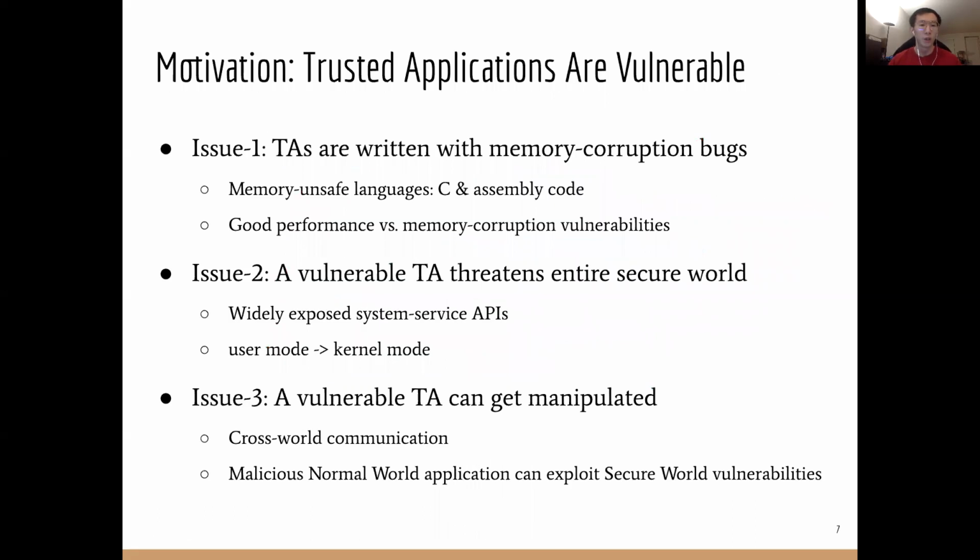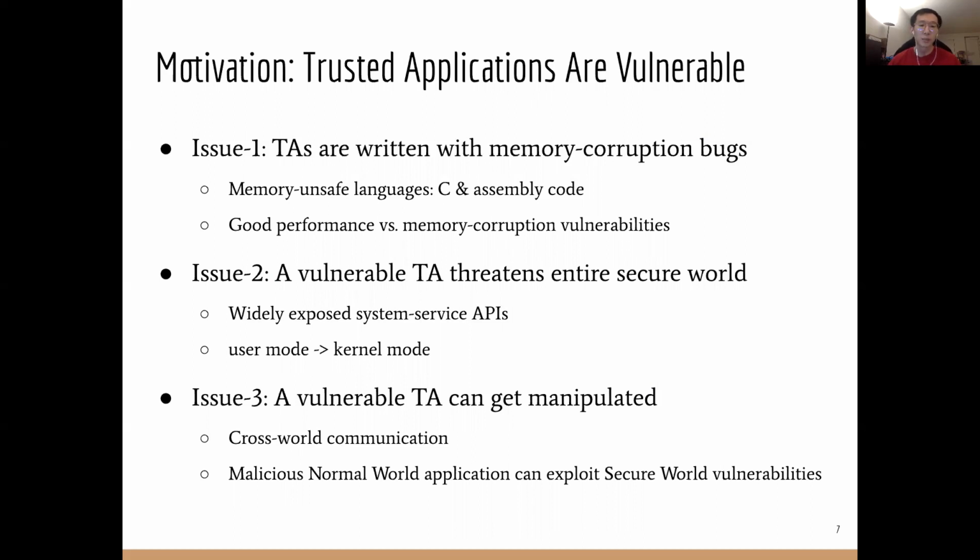In our work, we focus on three specific security issues of TAs. The first one is that many existing TAs are written with memory corruption bugs, especially TAs in C and assembly code. Though these languages provide high-efficiency performance, using them has a high possibility of causing unrealized memory corruption. Second, most secure OSes deploy their system services with kernel privilege and further provide these services to TAs. Because of this kernel privilege service, one vulnerable TA may affect the entire secure world.